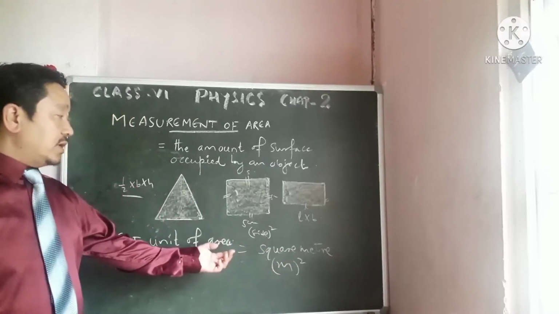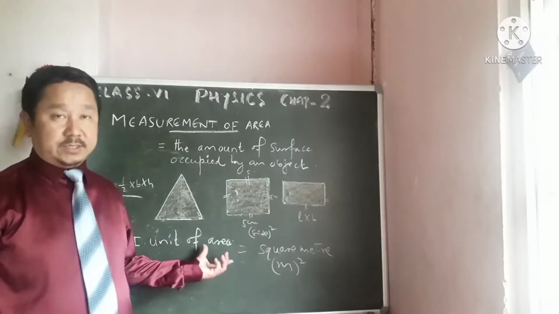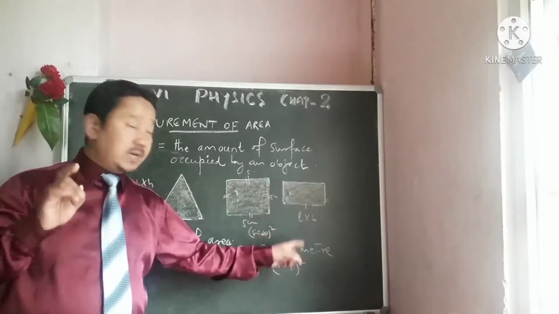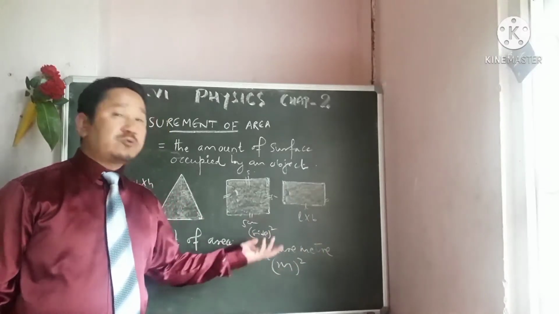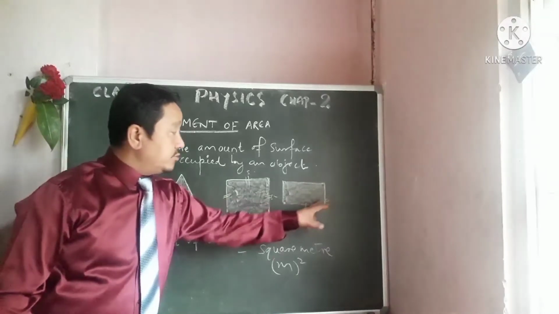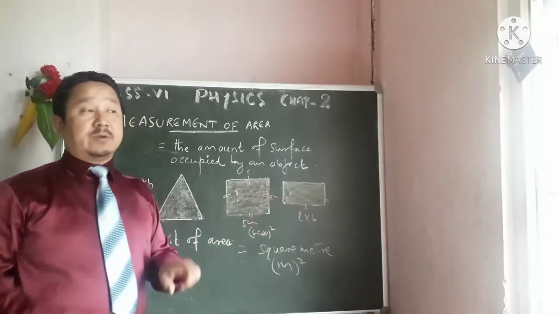Okay, square meter. The international system of unit, or SI unit, of area is square meter. Please remember, it is square meter. So why is it square meter? Because here length and breadth are considered. Length and breadth are measured and will be multiplied.